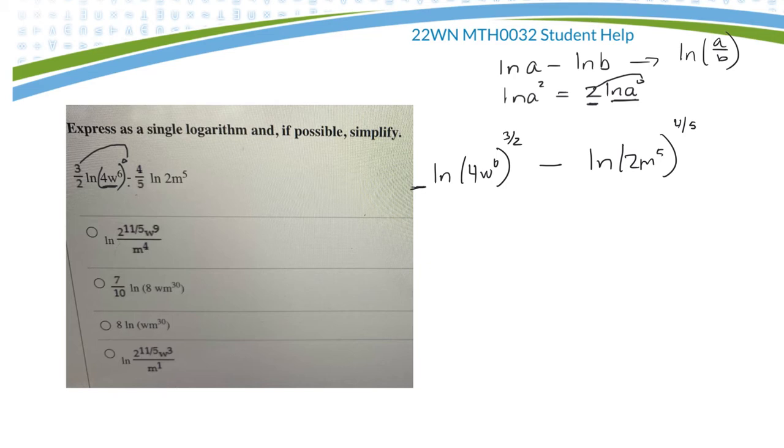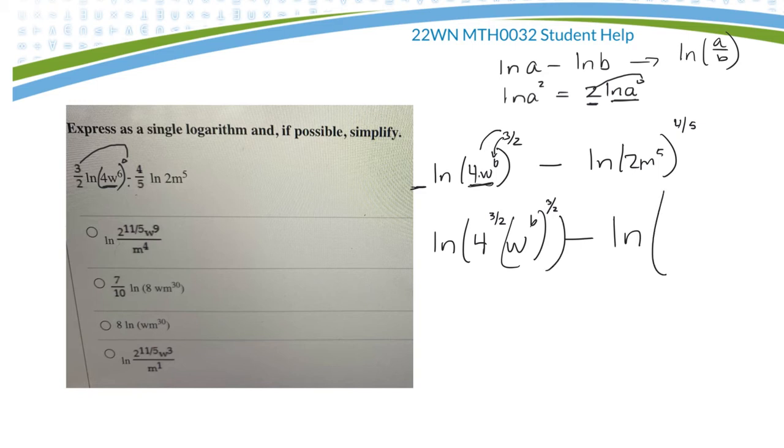Okay, now let's use exponents to figure out what this is. So there I have a product here, so this exponent has to apply to both things. So I'm going to go ln of 4 to the 3/2 and w to the 6th to the 3/2, and I'll multiply that to the 3/2. Minus, same thing over here, ln of 2 to the 4/5 and m to the 5 to the 4/5. Okay, that's looking a little tough.